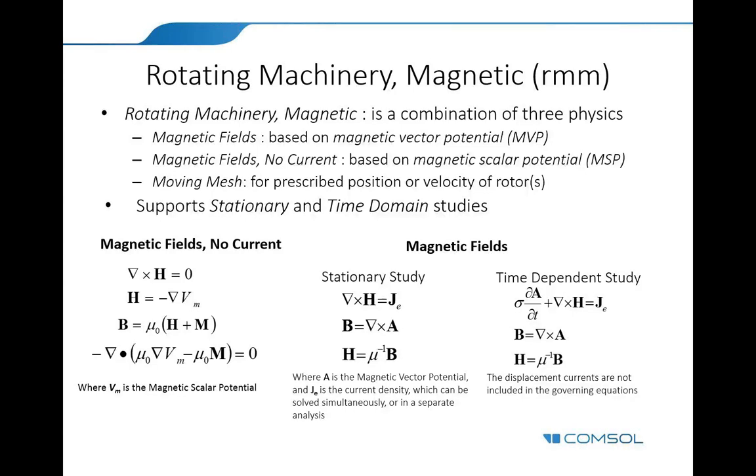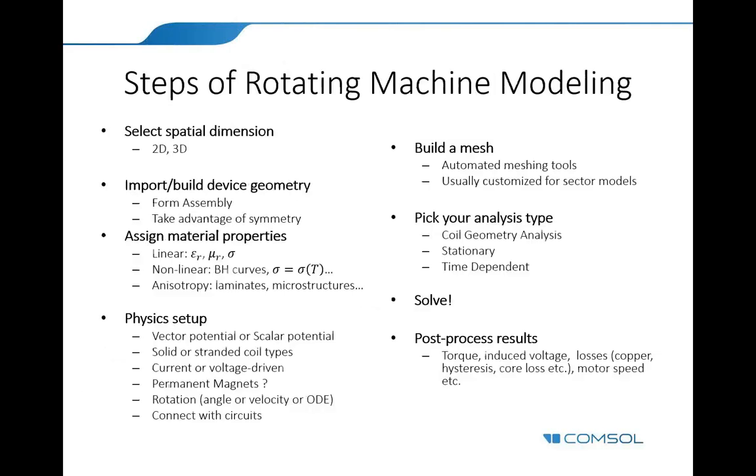And here are some of the equations, where Vm is the magnetic scalar potential within the scalar potential region. Then in the Magnetic Fields region, which is a vector potential region, we're solving for the vector potential A in the stationary case, and this is the equation in the time domain. Now this is the basic intro of this interface.